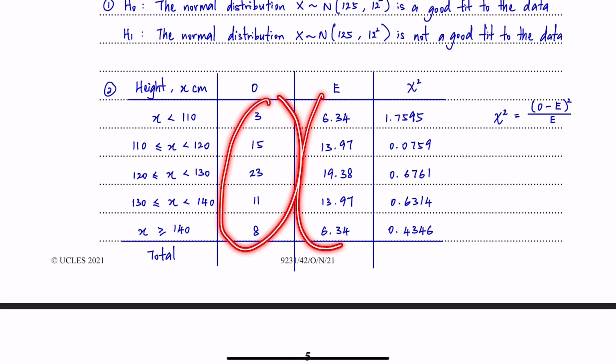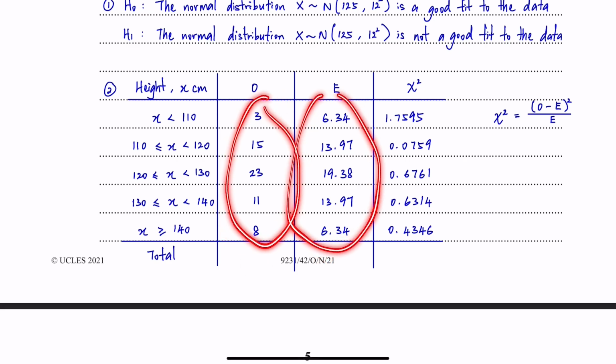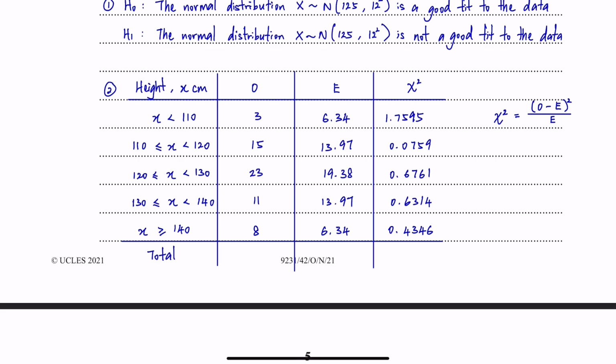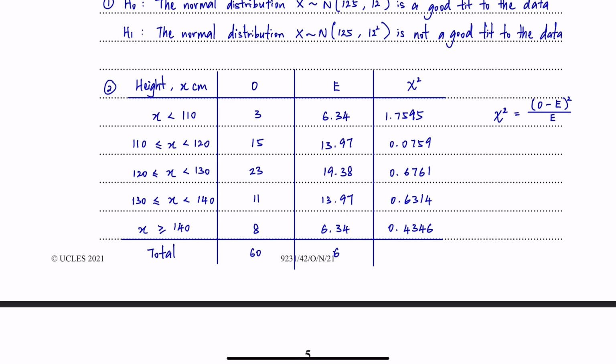Okay, now we have to find for the total. So these two, the total must be 60. So if you find that the total here and here is not 60, that means you might have done some mistake and you need to check on it, alright? Because the total number of sample is 60, so the total frequency must be 60. As for the chi-square, we add all this together and we would get 3.5777.